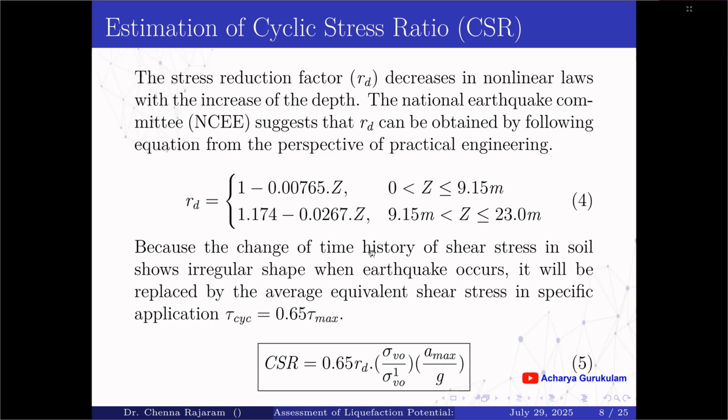Because the time history of the shear stress in soil shows an irregular shape when an earthquake occurs, it will be replaced by the average equivalent shear stress. In specific application, tau cyclic is equal to 0.65 into tau max. This 0.65 is equal to 1 divided by 1.5. Then the cyclic stress ratio is equal to 0.65 into RD, multiplied by sigma V naught divided by sigma V naught prime, multiplied by Amax by G.